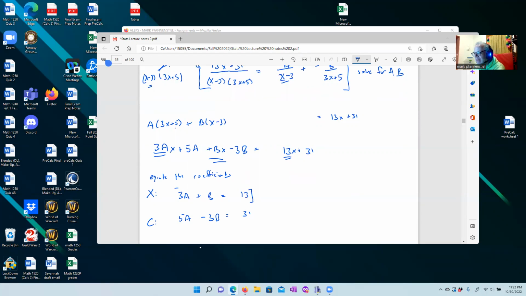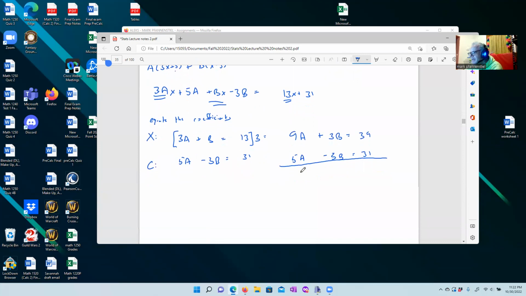So why don't we multiply this whole first equation by 3. That's going to be 9A plus 3B is equal to 39. And then I have 5A minus 3B is equal to 31. I'm just going to add those equations up. So 9 and 5 make 14A's. The B's are going to cancel. 39 and 31 is 70. So we have A is equal to 70 over 14, which is 5.